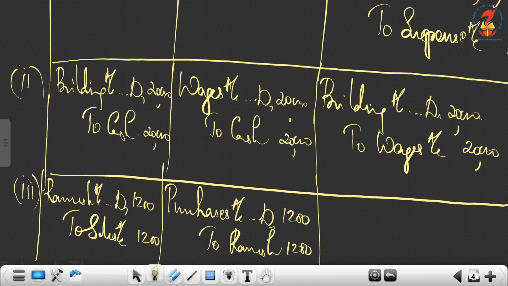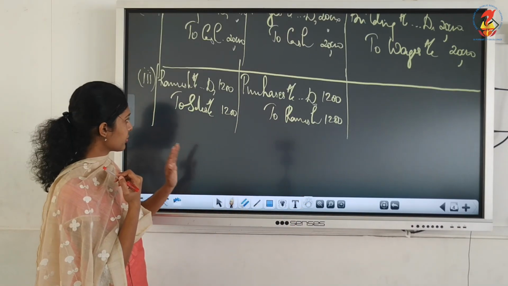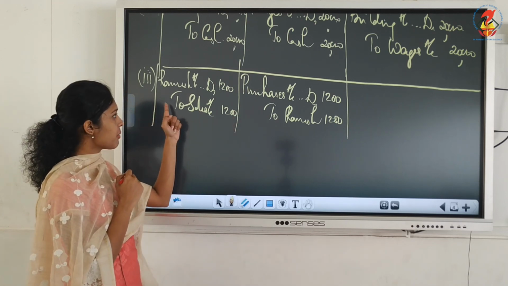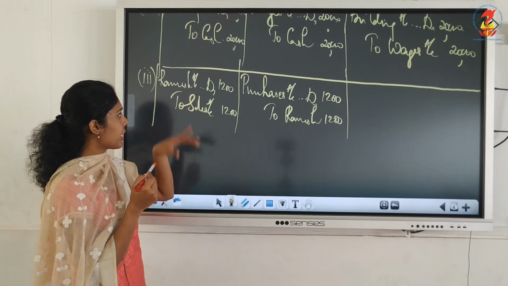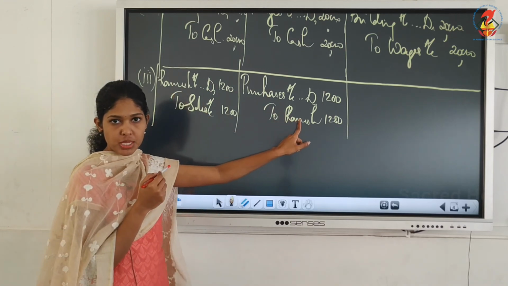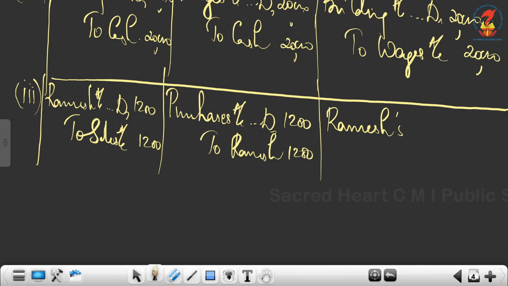Now we will write the rectification. For that you have to see both these columns. Ramesh is to be debited with 1200. Did we debit Ramesh? No. So now we will debit him. Don't write the amount, just wait. Ramesh account we have to debit. In a column I will show the amount 1200. We have to debit Ramesh with 1200.